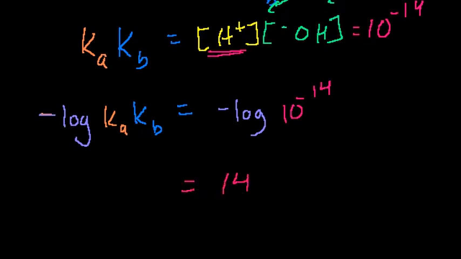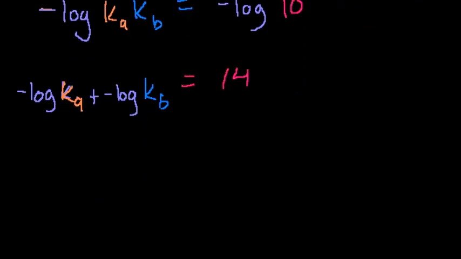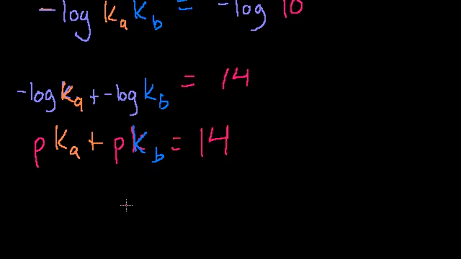And this one, we could use log properties. This is the same thing as the minus log of Ka plus the minus log of Kb. Or you could think of this as your pKa, and this is your pKb. So you could say this is pKa plus pKb, and all of that is going to be equal to 14.